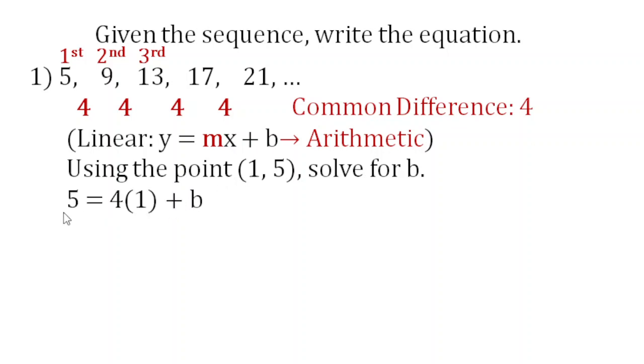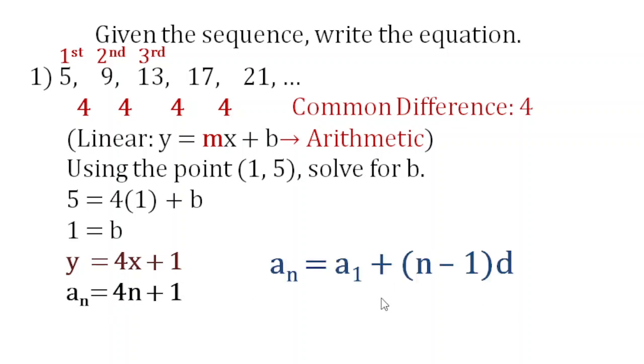So we have this. 5 equals 4, our m is 4, then our x is 1, and then solving furthermore, our b here is 1. So meaning to say, our equation is y equals 4x plus 1. If we are going to change x to n and this y to a sub n, we have this general rule: a sub n equals 4n plus 1. And later, you will learn arithmetic sequence, and this is the formula.